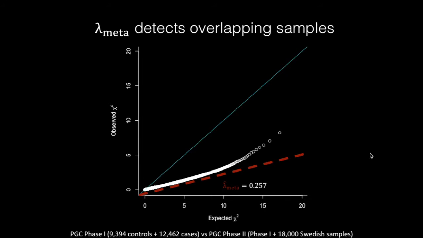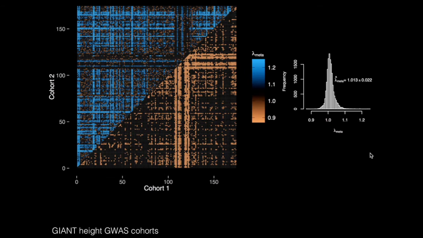We applied lambda meta to 174 joint height cohorts and get a matrix plot. Every point in the matrix indicates a lambda meta for a pair of cohorts. The upper and the lower triangles represent lambda meta greater or smaller than 1. The overall distribution of all these lambda meta is nearly a normal distribution, with a mean of 1.013, very close to 1 but slightly larger than 1. It may be due to various protocols adopted by cohorts in conducting GWAS.